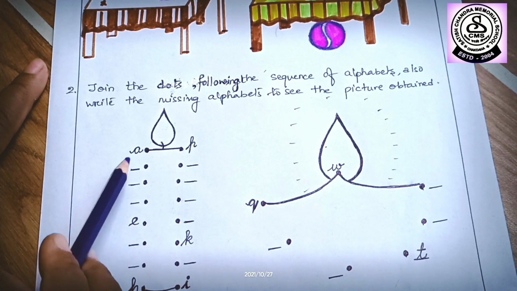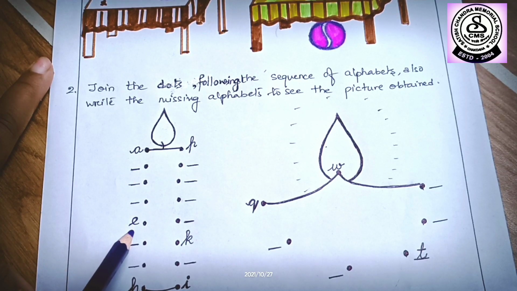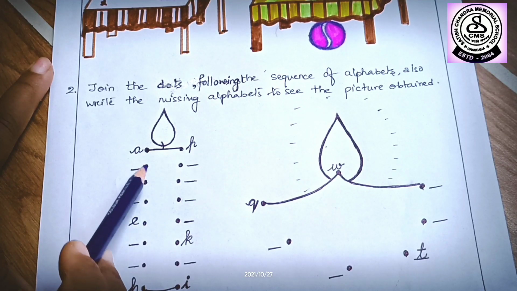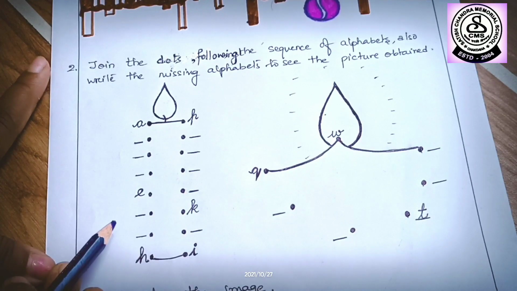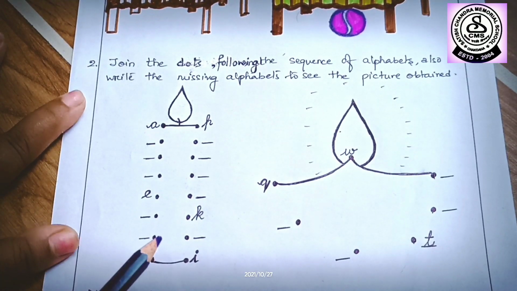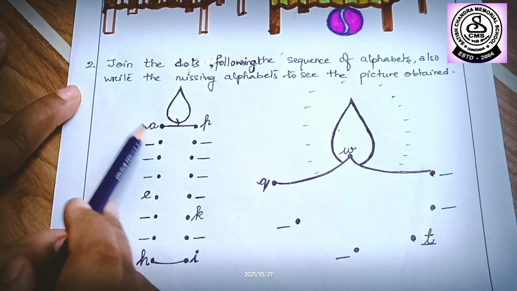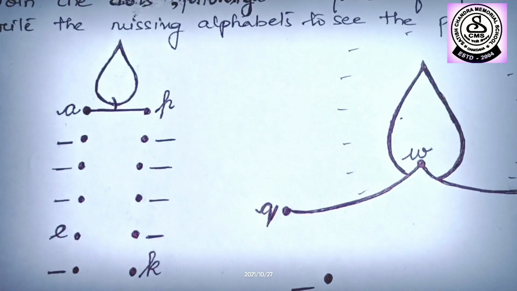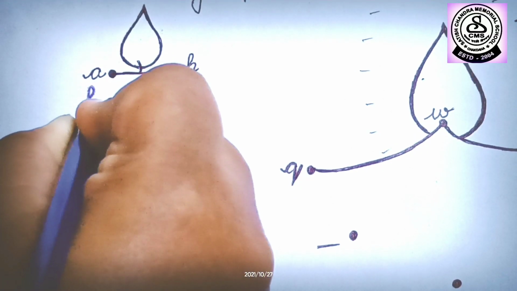As you can see here, after A, what comes? B. Can you see B here? No. It means B is missing. So we have to fill up the missing alphabets and then we have to join the dots and then we will see what picture we have got. So now let's start. So this is cursive small letter A. Now what comes after A? B. So we are going to write here B.